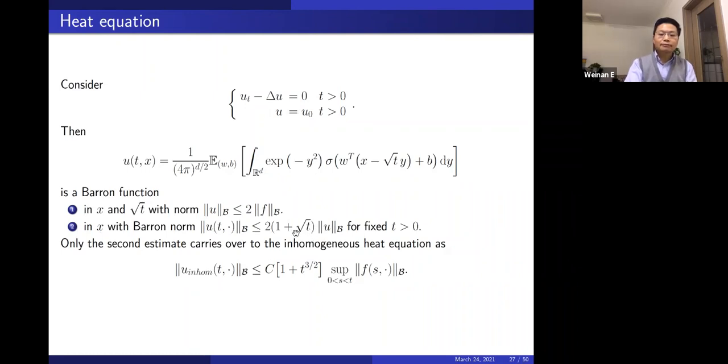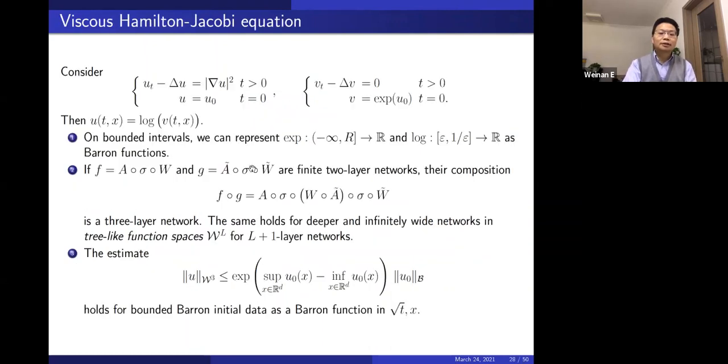And if you look at the inhomogeneous part, namely where we put the right-hand side f here. By the way, there should be an f to begin with. This is a mistake. There should be an f. If we look at the solution with initial condition 0, then that part of the solution satisfies this kind of Barron estimate. These can be proved by straightforward formulas. Just check the formulas.